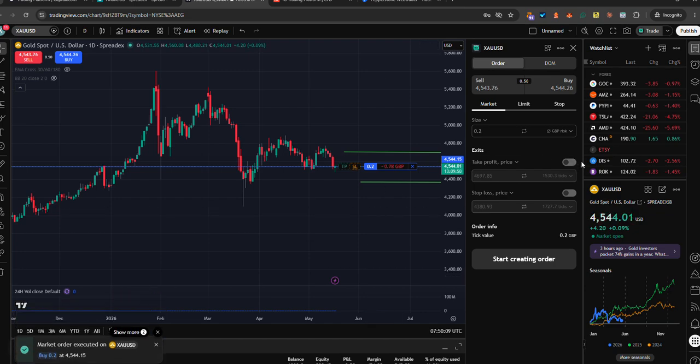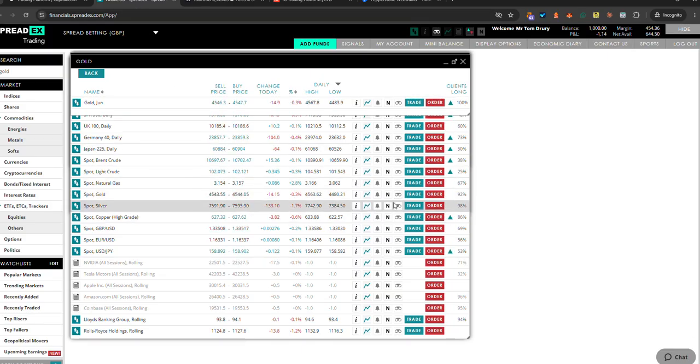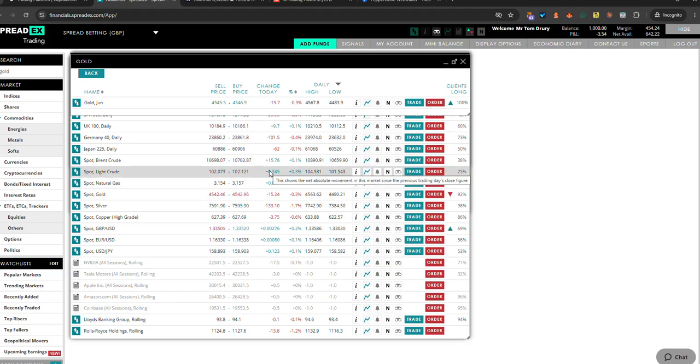So you can see here it's quite easy to put your take profit and stop loss. You can use the Spreadex native platform, but I prefer to use the TradingView integration. Spreadex doesn't have a demo account, but it's very good for your CFD and spread betting as well.